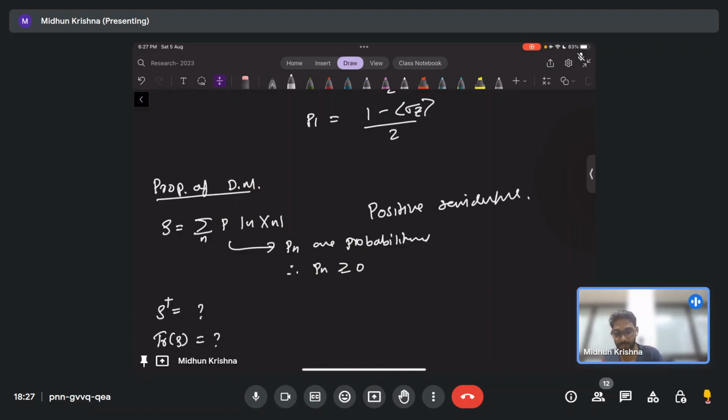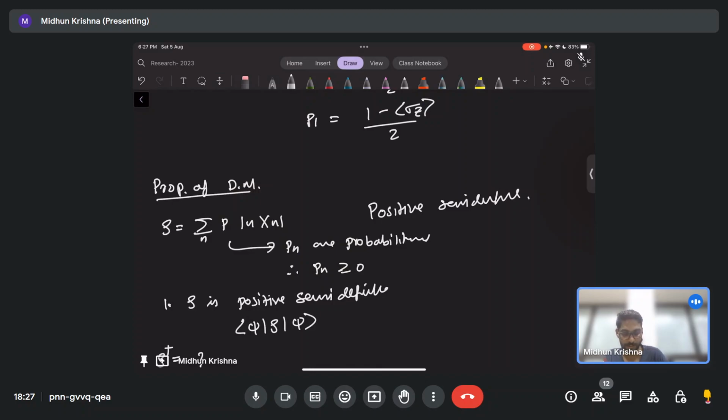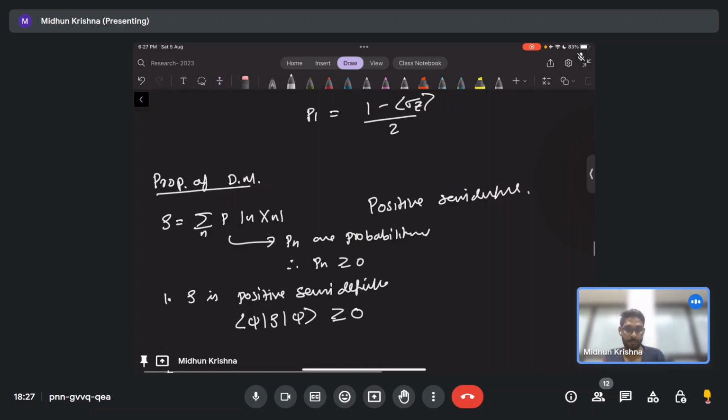So density matrices, let's just write them properly. Rho is positive semi-definite. What that means is if I'm given any state psi, it doesn't matter which psi, psi can be anything, psi rho psi is a positive semi-definite quantity. It's greater than or equal to 0. So this is what we know.